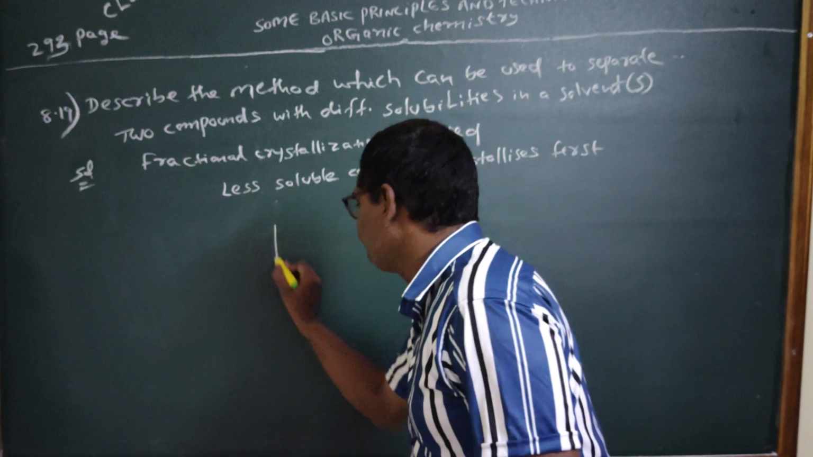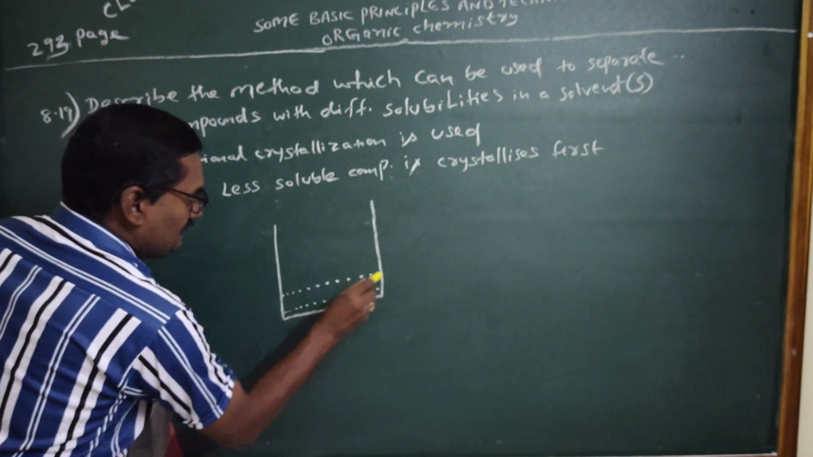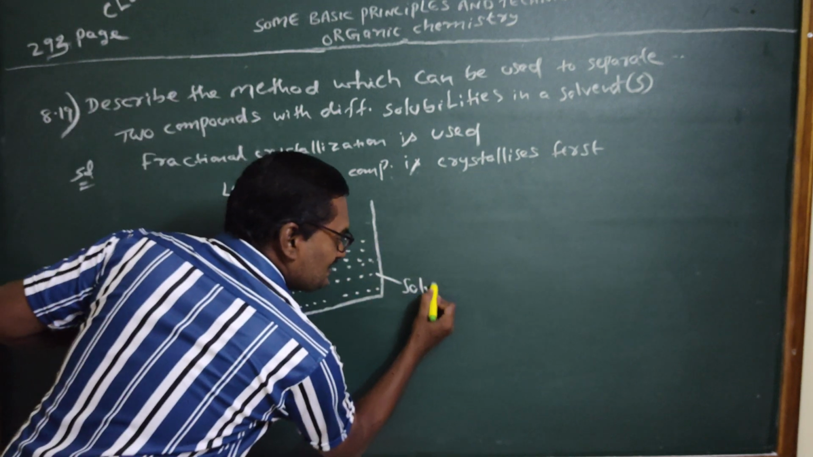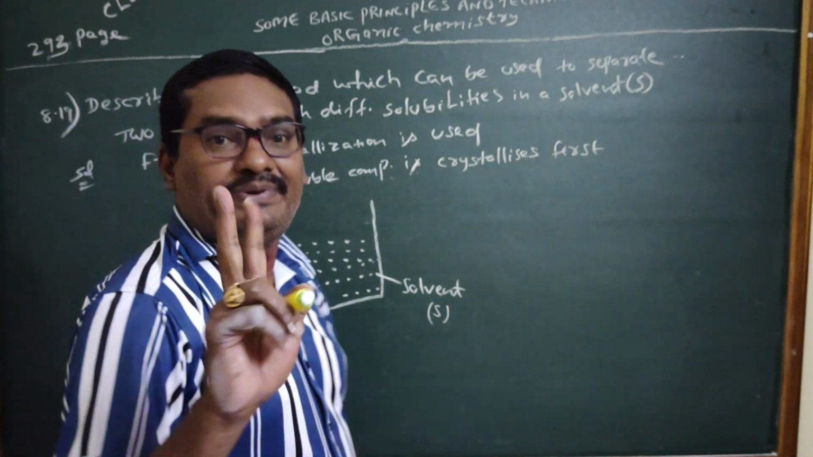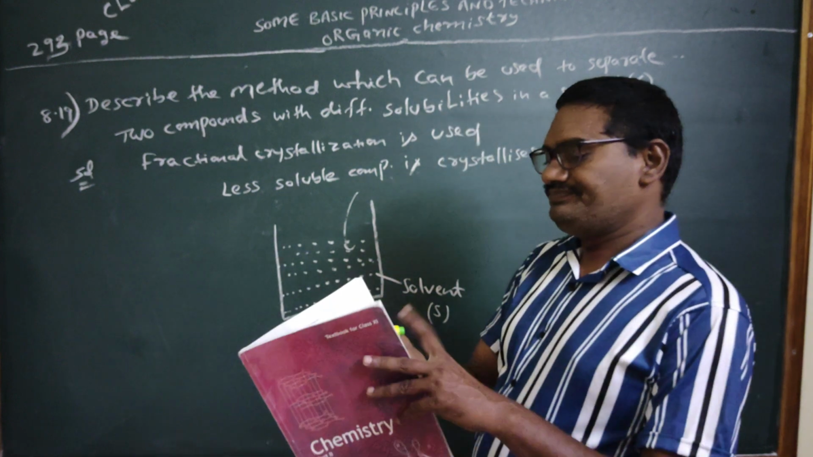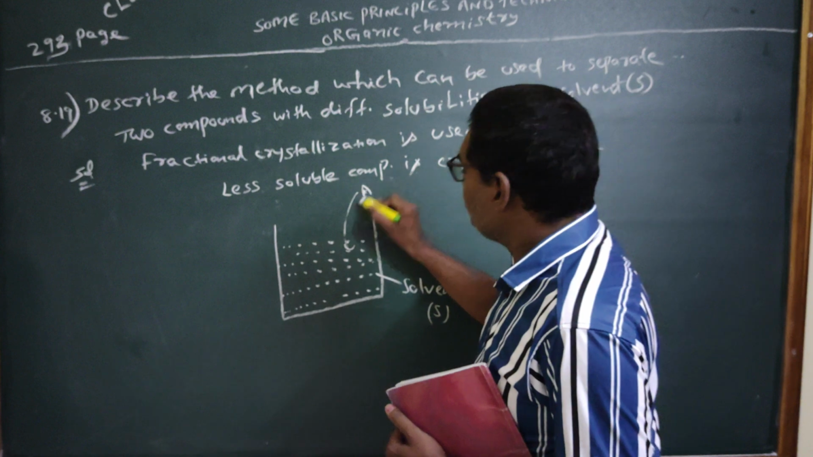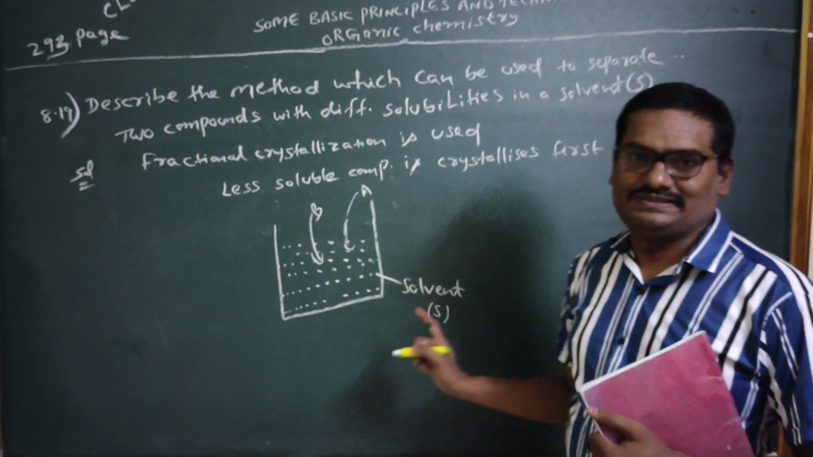For example, in a beaker, it is the solvent S. Then A, B chemicals are dissolved, A and B. So, in this compound, A, B solids are dissolved in this solvent S.